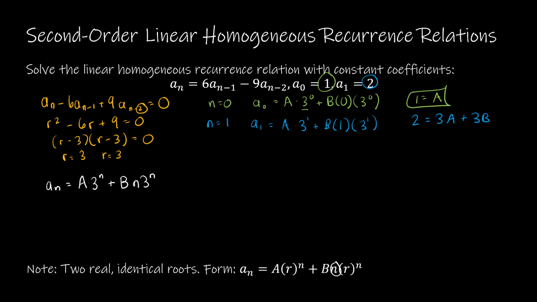So I already have a, and I'm just going to basically plug 1 in for a to solve for b. So this is going to give me 2 is equal to 3 times 1, or 3 plus 3b. Subtract 3 from each side, I get negative 1 is equal to 3b. Divide by 3, I get negative 1/3 is equal to b.